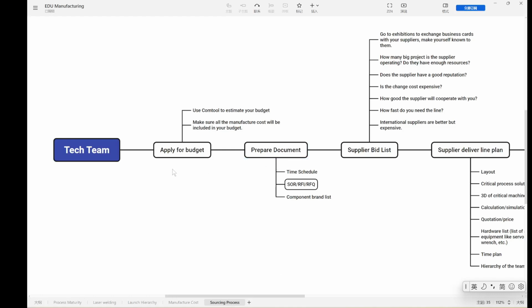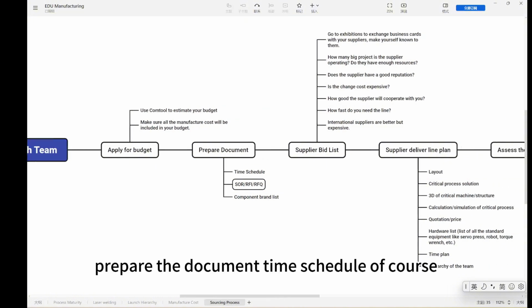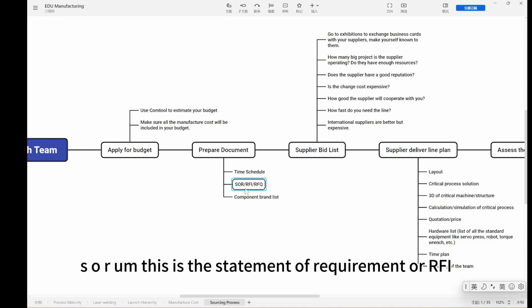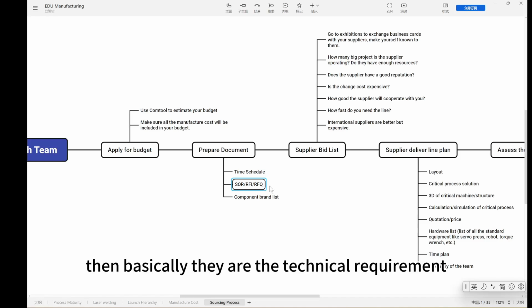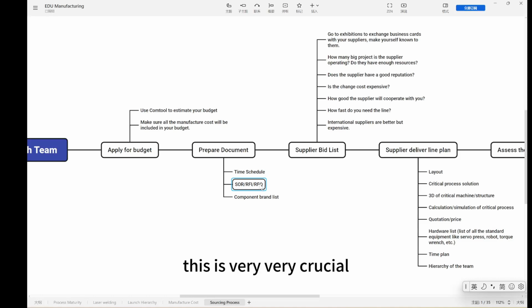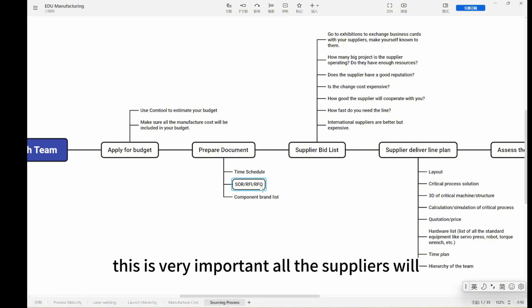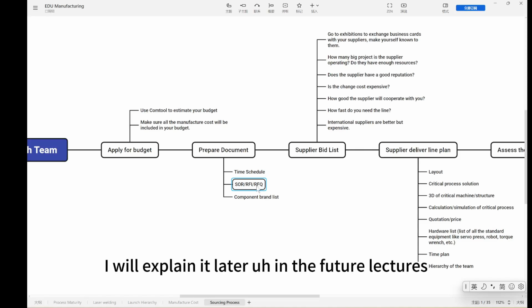Then after your budget is finished, you prepare the documents. Time schedule, and of course the SOR. This is the statement of requirement, or RFI, RFQ, whatever. They're the same thing. They are the technical requirements or technical specifications for your product line. This is very, very crucial. This is very important. All the suppliers will design the line according to this document. I will explain it later in future lectures.